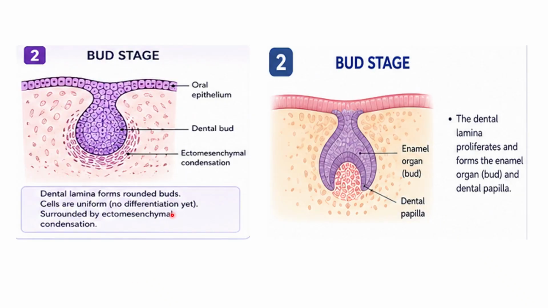So the next stage is the bud stage. In this, the dental lamina proliferates and forms rounded buds, and the cells here are uniform since there is no differentiation. And this dental bud is surrounded by the ectomesenchymal condensation.